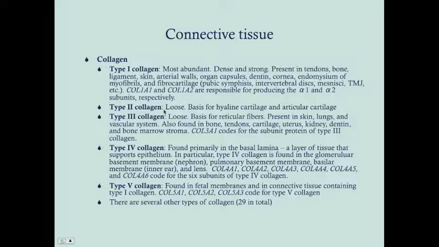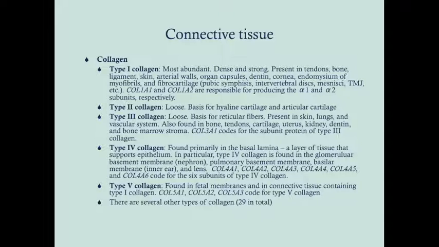Type 2 collagen is a looser collagen. It's the basis for hyaline cartilage and articular cartilage, and that's what your nose and ear are made out of. Type 3 collagen is also loose. It's the basis for reticular fibers. This is present in the skin, lungs, and vascular system. It's also seen in bone, tendons, cartilage, uterus, kidney, dentin, and bone marrow stroma. And then there's a gene called collagen 3A1, COL3A1, which codes for the subunit protein of type 3 collagen.